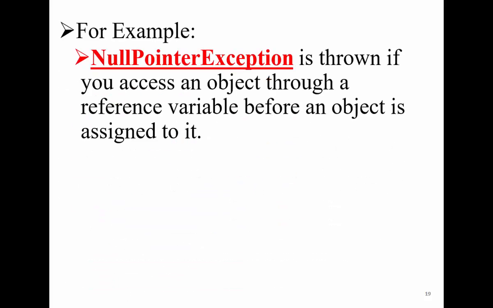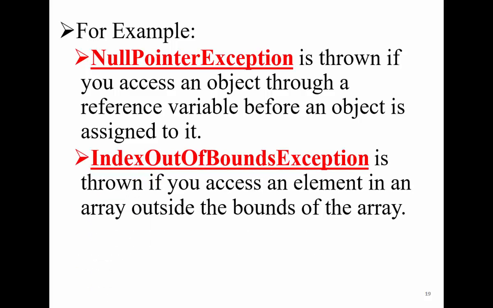What is the NullPointerException? It occurs if you are accessing an object through a reference before the object is created. You have the reference to the object, but you're not creating the object itself using the new keyword. You create the reference for the object, but you didn't use the new keyword to create the object itself. So you have a reference pointing to null. IndexOutOfBounds happens when you try to access an element inside the array that does not exist. We're going to come back to this in this lecture.